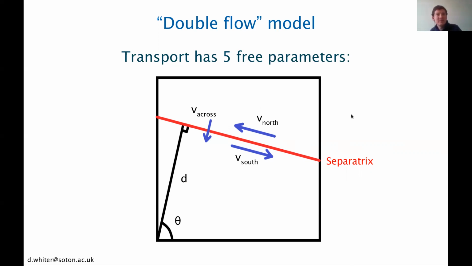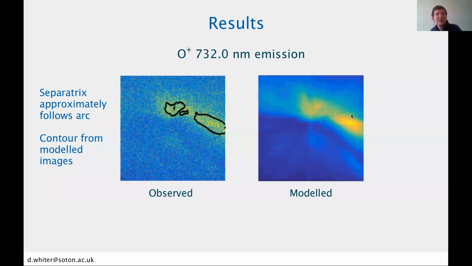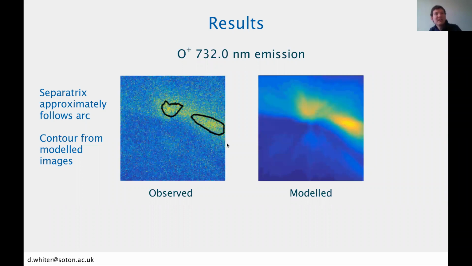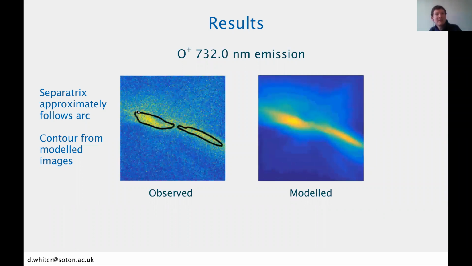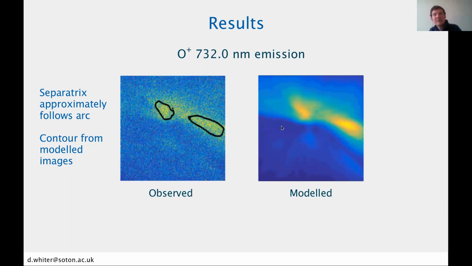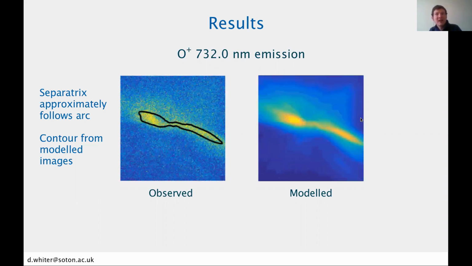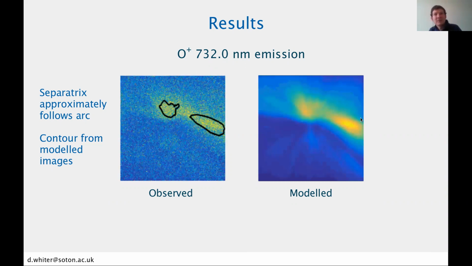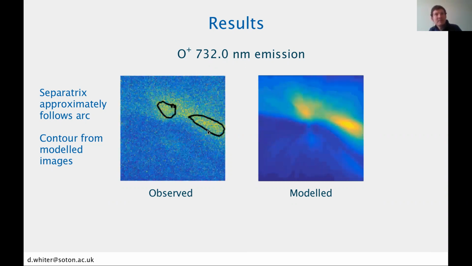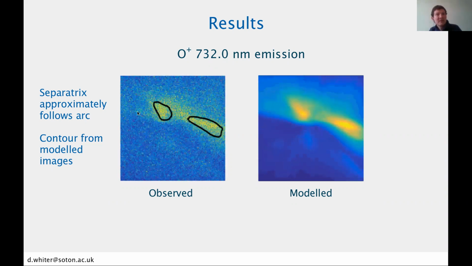So this is results from Patrick for an event he's been working on. This is the observed O+ emission from ARSC, and this is the results of the model for a certain set of ion velocity vectors. The black lines are showing the contours from this modeled image. So it's just to show that it matches nicely.